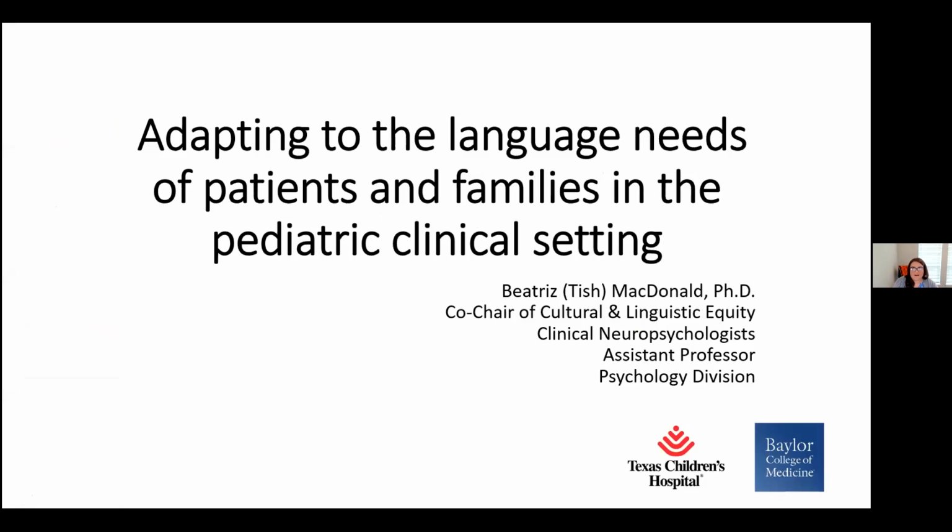I'll be talking about, I know it got advertised as working with interpreters, which we'll surely talk about, but I think it speaks to a bigger system, as Josh was mentioning. That is a big thing that I work on, programmatic systems and changes, and really adapting to the language needs of patients and families in pediatric clinical settings. And I've been doing this since graduate school and continue to do so as faculty at Texas Children's.